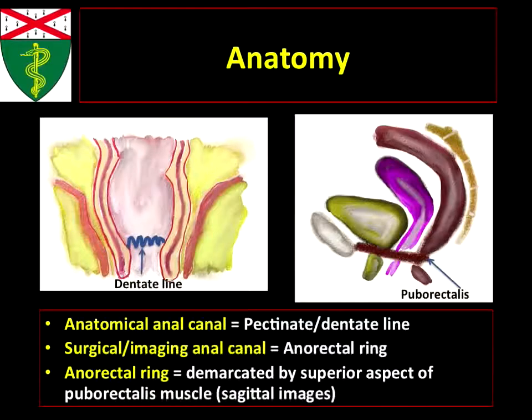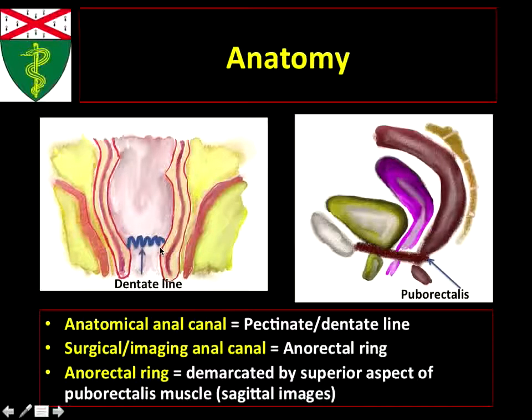This is a coronal schematic of the lower gastrointestinal tract. We're at the level of the anus here. This is the sagittal image, just to orient everybody. This is the bladder, that's the uterus, and that's the large bowel. That's the pubic symphysis, one of our bones, and the coccyx as it comes around over here. Anatomically speaking, the anal canal reaches upwards to the level of the dentate line.